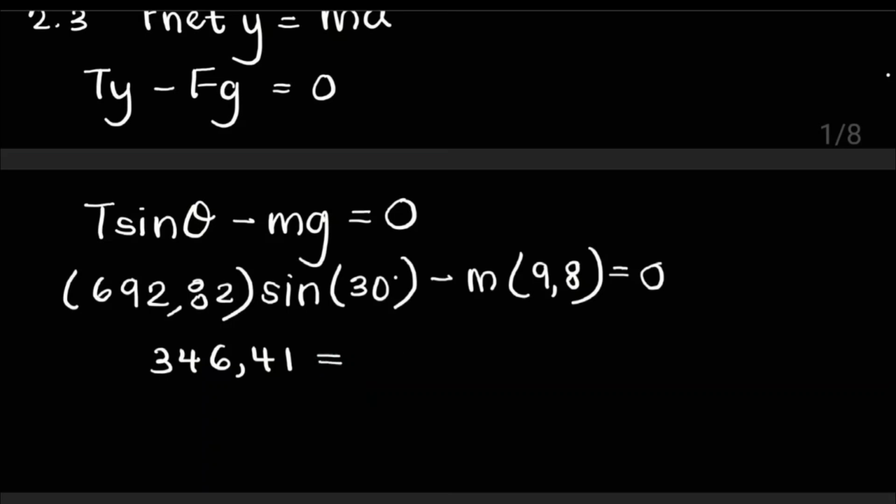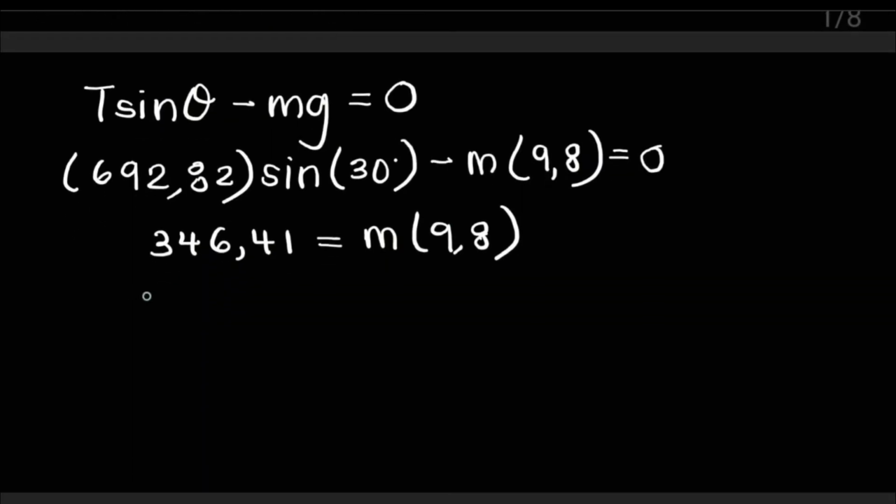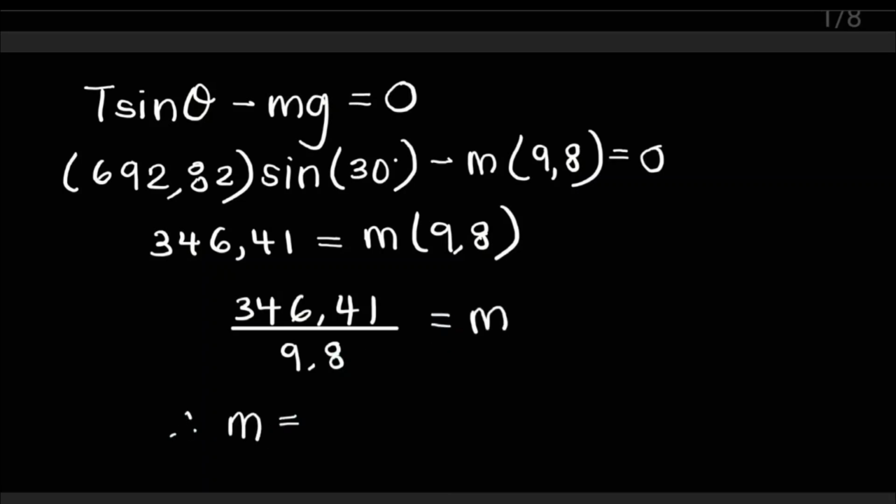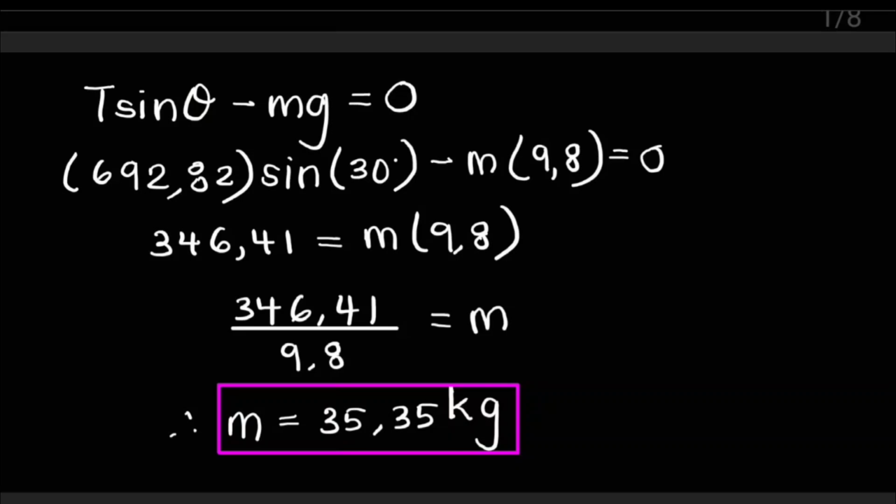What you actually can do is, since you want to solve for m, we would like that term with m to be positive. I'm going to take it over to the right-hand side. So that becomes positive m times 9.8. Now to get m alone, we're just going to divide both sides by 9.8. So we have 346.41 divided by 9.8 is equal to m. Let's calculate and see what we get as m. So I get 35.35 kgs. And that is our final answer.